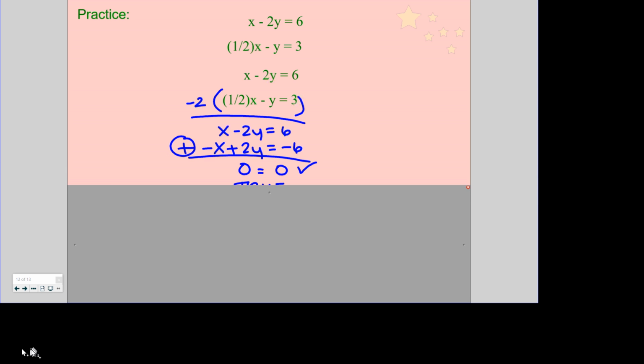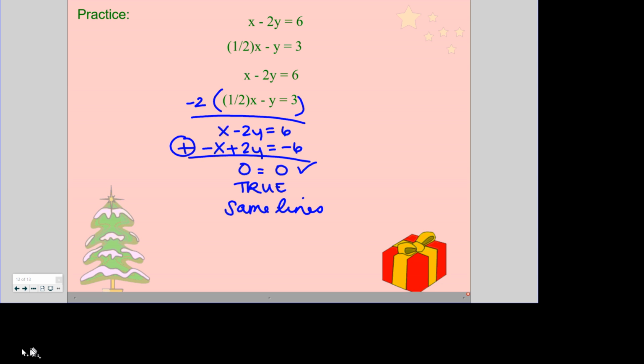When we eliminate here, we get 0 equal to 0. So this time, yes, both variables went away, but we're left with a true statement. And we've seen this before as well. This is actually an example of two lines that are identical, meaning they're laying on top of each other. And that implies infinite solutions. They are the exact same line.